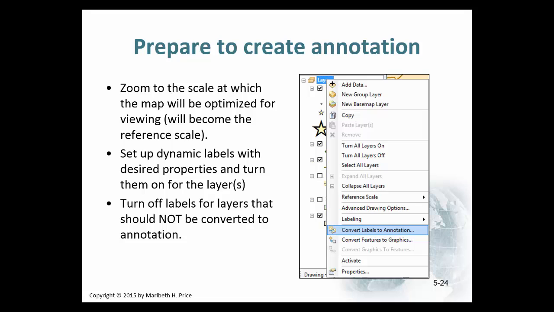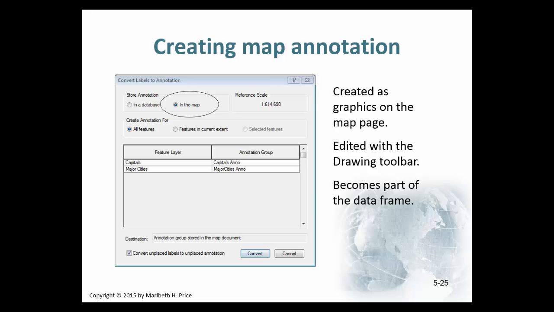To create annotation, zoom to the scale you want, have the dynamic labels set the way you want them, turn off any other labels you don't want to convert, then right-click the data frame and select Convert Labels to Annotation. Next, decide how you want the annotation to be stored. You can store them locally in this map or create a feature class in a geodatabase.